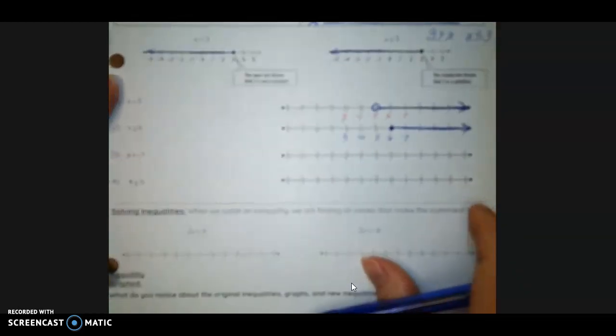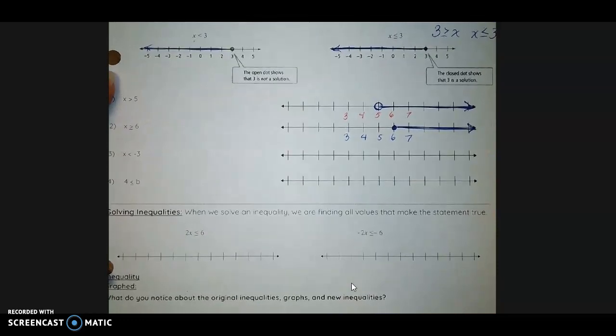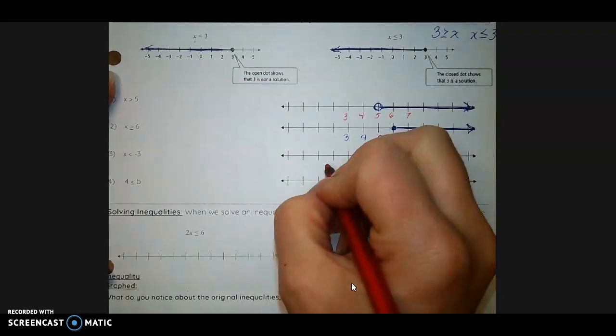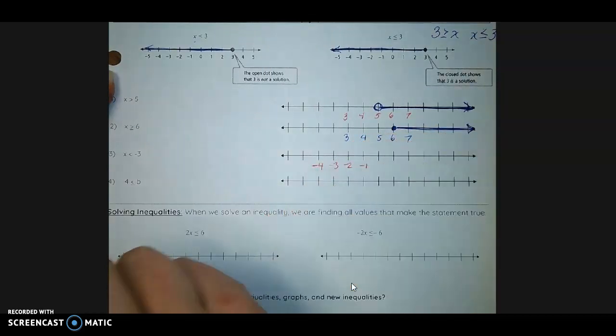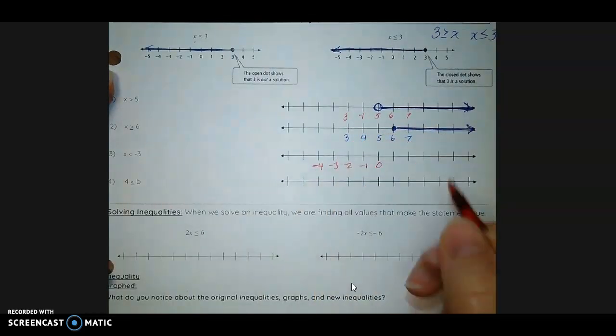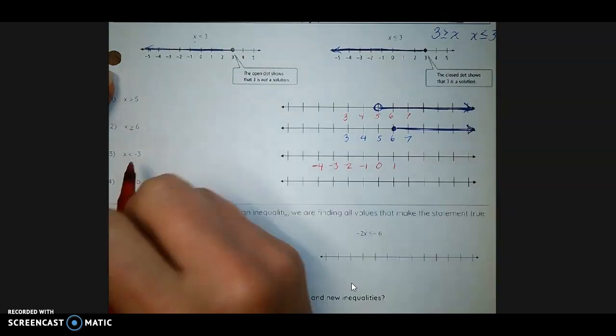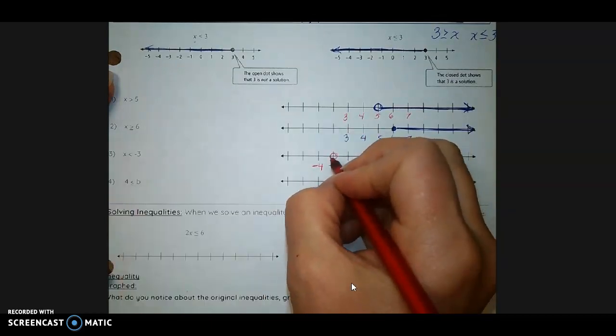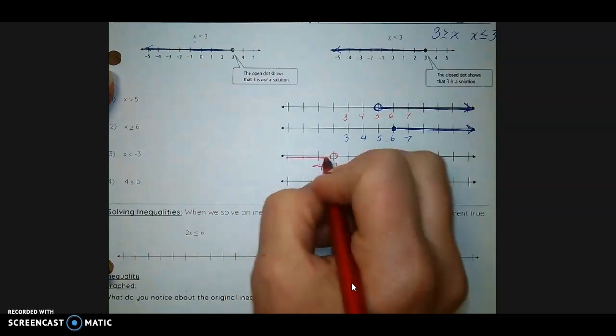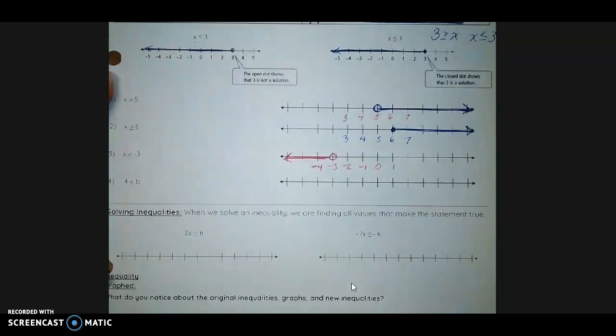My next one there is x is less than -3. So I put -4, -3, -2, -1, 0, just to give me an idea of where I'm at on the number line. I'm going to have an open circle, and it's telling me less than, so I'm going to go that direction.